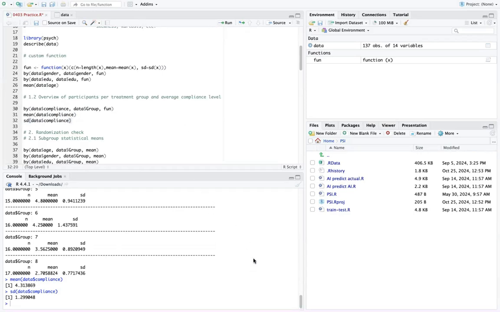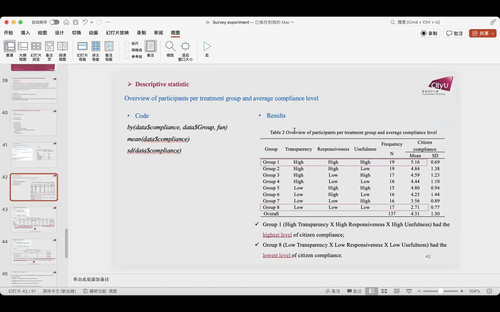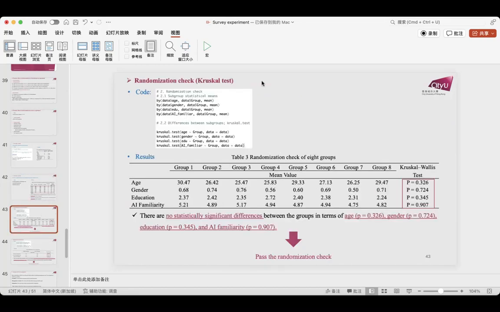So based on this, we can report Table 2, the overview of participants per treatment group and the average compliance level. Here we can see group 1 has the highest mean value of citizen compliance, and group 8, the lower one, has the lowest level of citizen compliance. And then for the randomization check, we use the chi-square test in RStudio.